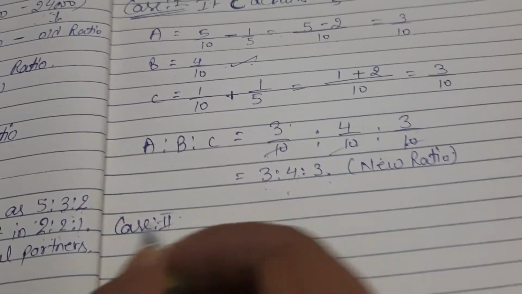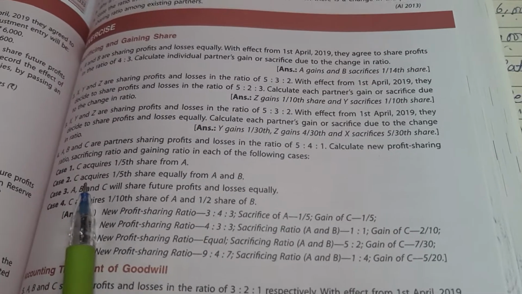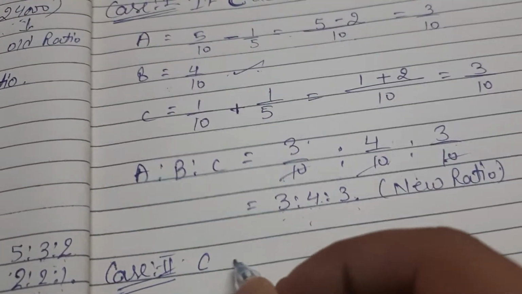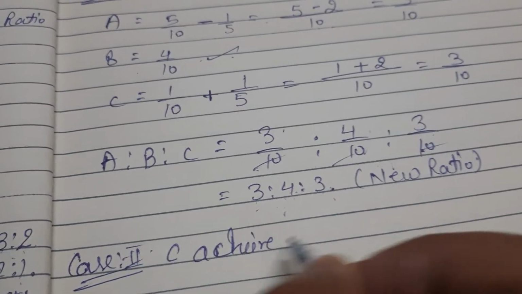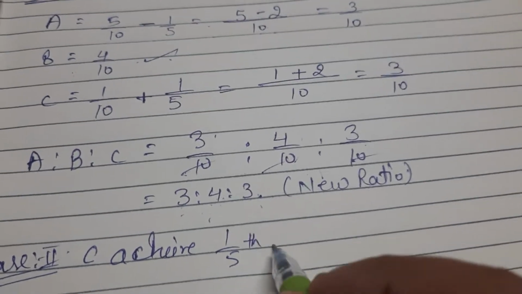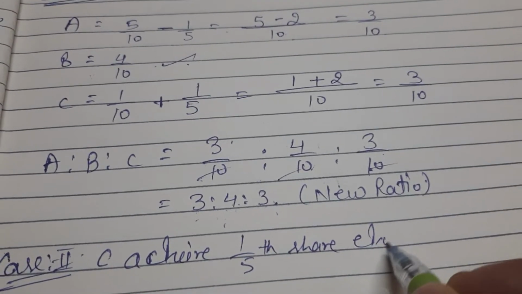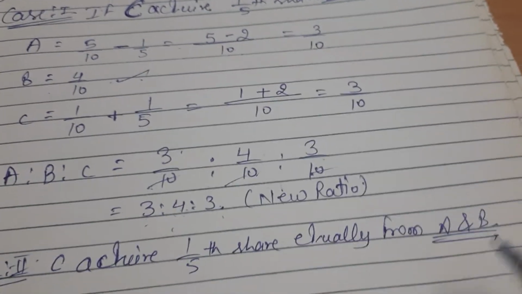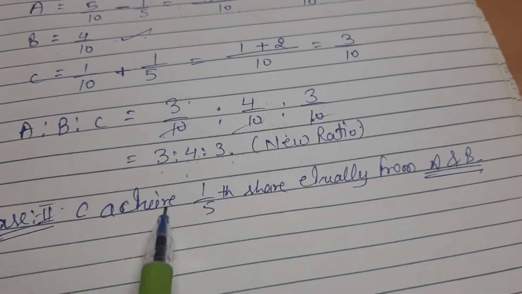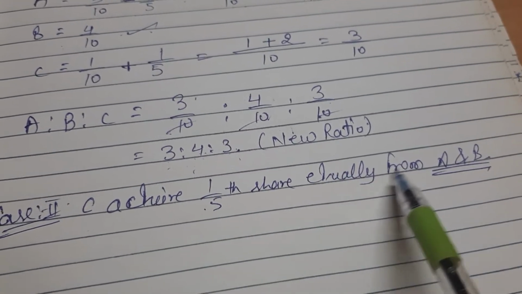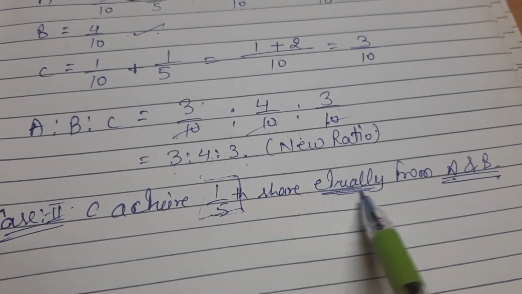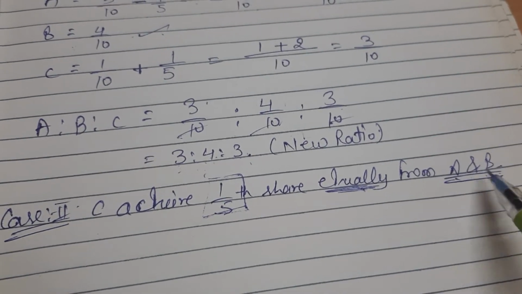Moving towards the second case of the same question. What does the second case say? The second case says that C acquires 1/5 share equally from A and B. This time again C is taking 1/5 share, but this time he is taking this share from A and B, and this time he is dividing this amount into equal parts. How many equal parts? Into 2 equal parts.